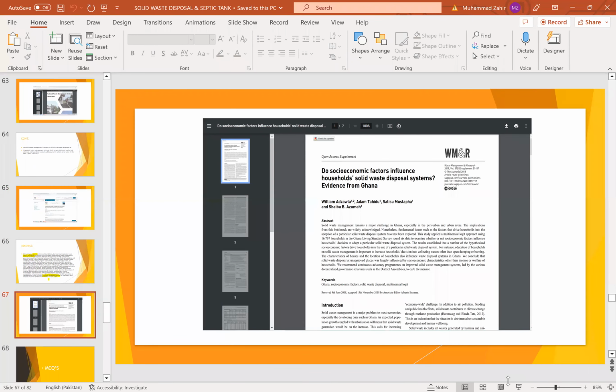The second is, do socioeconomic factors influence household solid waste disposal systems? It was a study conducted in Ghana, and it was concluded that solid waste disposal at unimproved places was largely influenced by socioeconomic characteristics other than income or welfare of the household. It was recommended to have continuous advocacy programs on improved solid waste management systems led by the various decentralized government structures such as district assemblies to curb the menace.